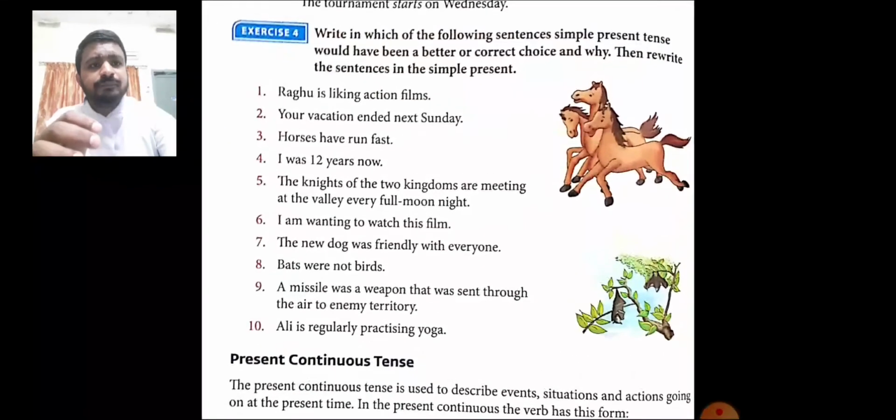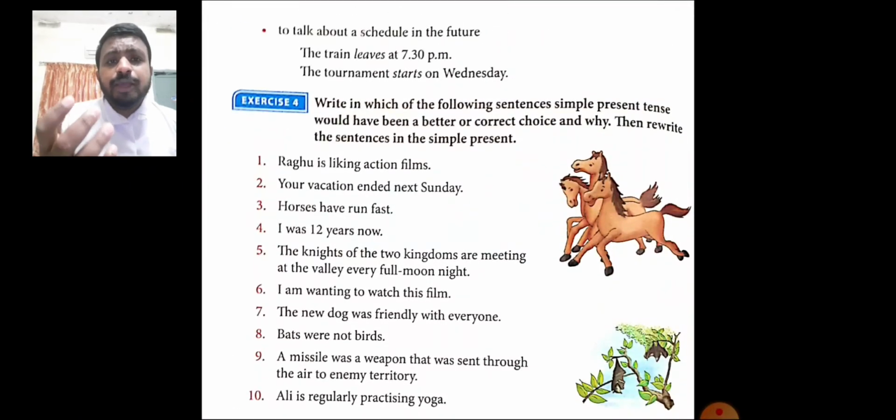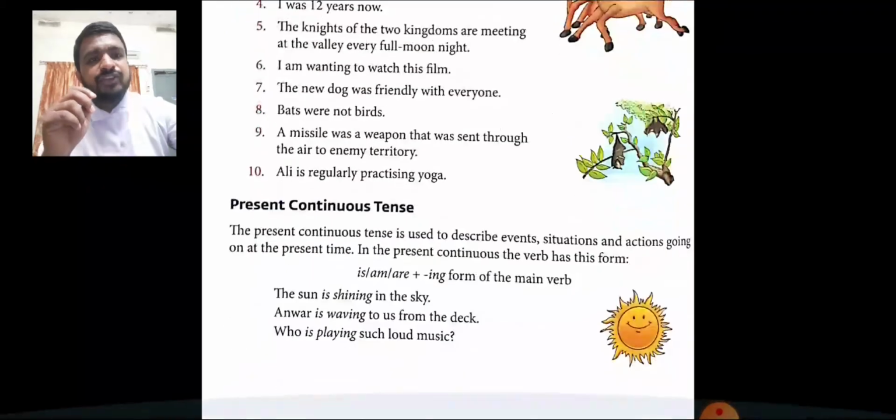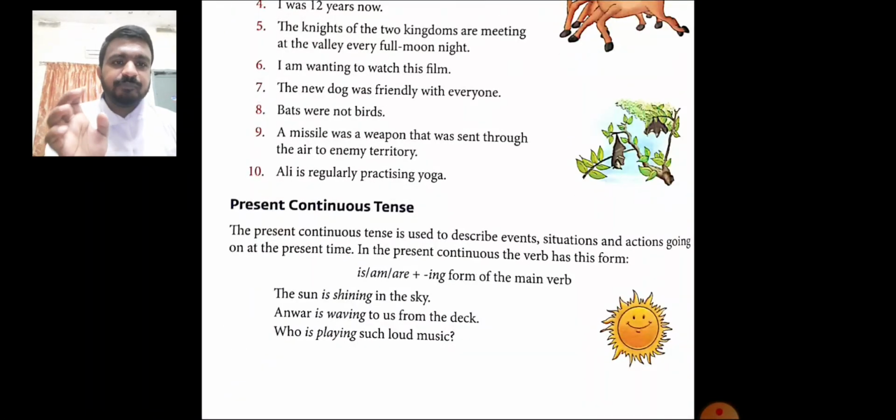Now the last one, to talk about a schedule in the future. But you need to remember here one thing, that this thing should happen every day or regularly. For example, the train leaves at 7:30 p.m. It is 100% sure that the train will be leaving at 7:30 p.m. So you can use, the train leaves at 7:30 p.m. Now, we are going to see about present continuous tense.